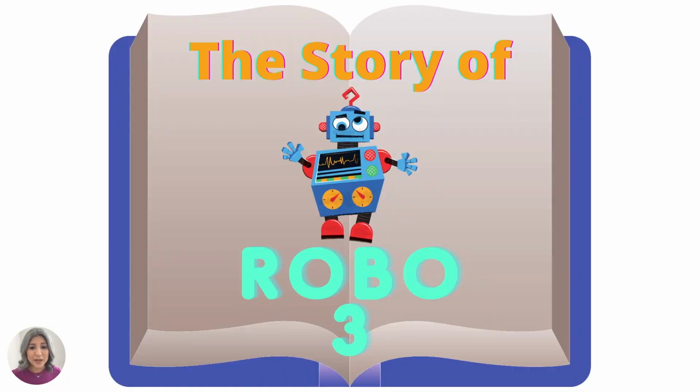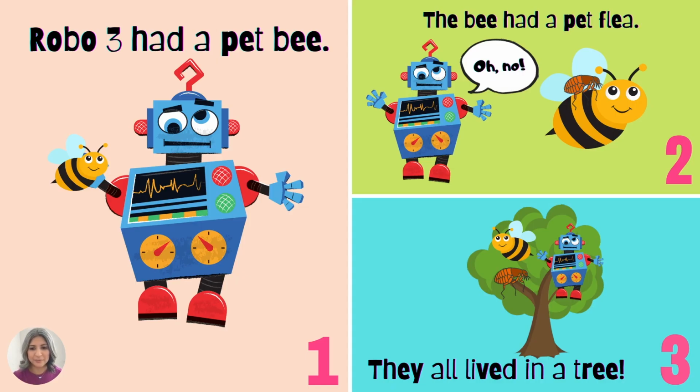The story of Robo 3. Robo 3 had a pet bee. The bee had a pet flea. "Oh no," said Robo 3, and they all lived in a tree.